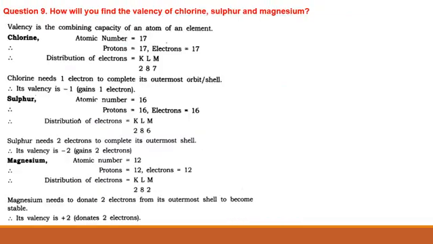Now coming to the next question, how will you find the valency of chlorine? Okay, sulfur and magnesium. Now to find out the valency of chlorine, what is valency? Valency is the combining capacity of an atom of an element.